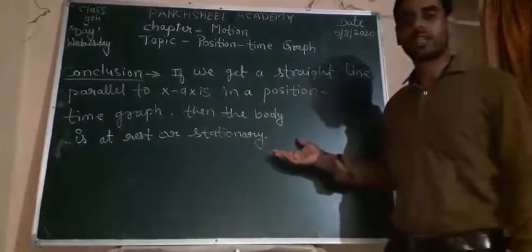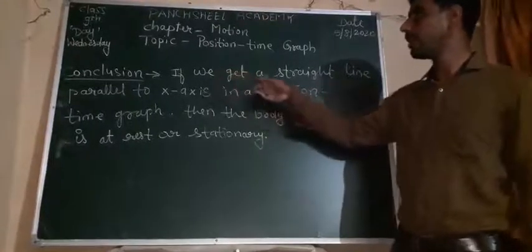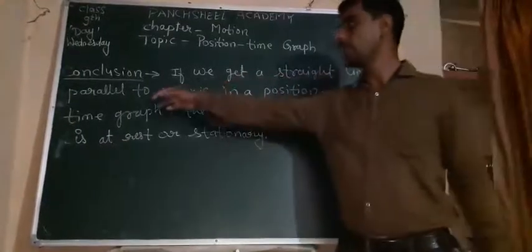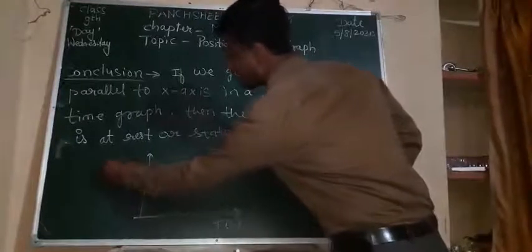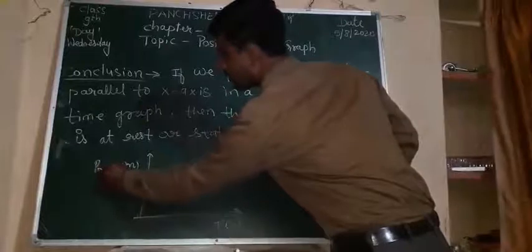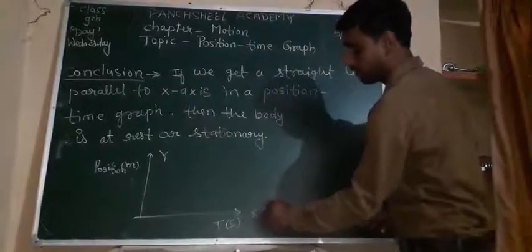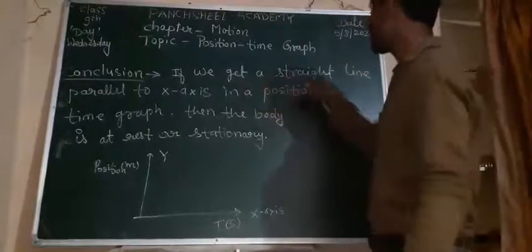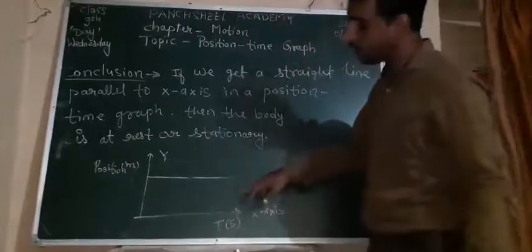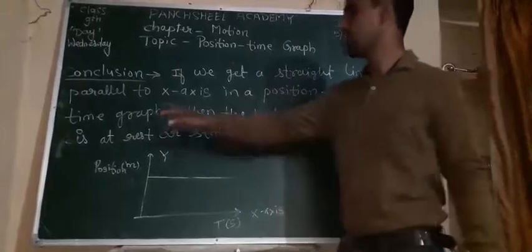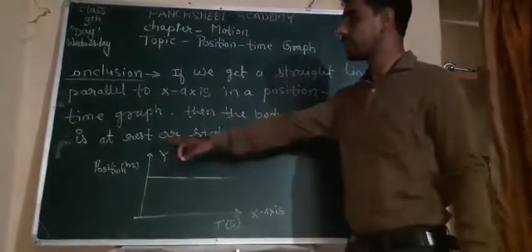in position time graph. If we get a straight line parallel to the x-axis, for example, this is the graph, with time in second along the x-axis and position in meter along the y-axis, like this straight line parallel to the x-axis in a position time graph, then the body is at rest or stationary.